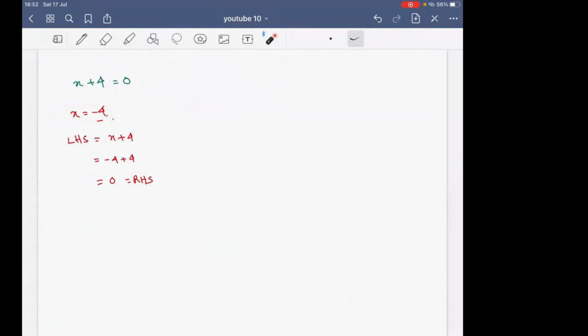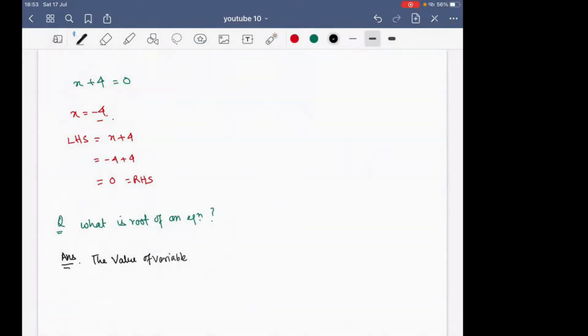So as we can see, the idea of root: what is the root of an equation? We can ask ourselves the question, what is the root of an equation? Okay, we can answer like this. The answer is the value of the variable. So we know that minus 4 is the value of x, right? And clearly from this equation itself, x is the variable. So the root of an equation is the value of the variable which satisfies the given equation.